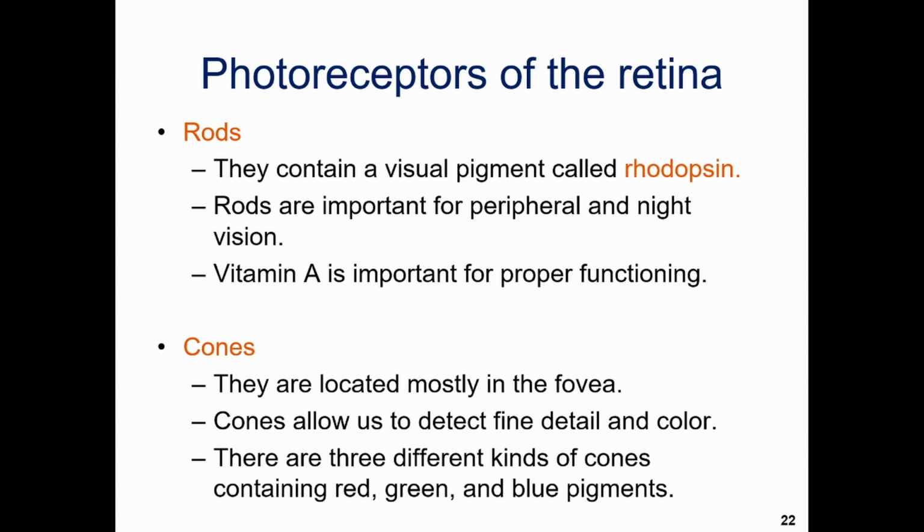The cones, these are going to help us with our fine detail and our color. Now, these ones do require more light to be available to fully function, and most of them are going to be found in that fovea centralis. Like I mentioned earlier, there are 3 kinds. Red, green, and blue cones are different kinds of pigments that are going to detect those. And again, they are named cones because, just like the rods, they're cone-shaped. Scientists are creative.